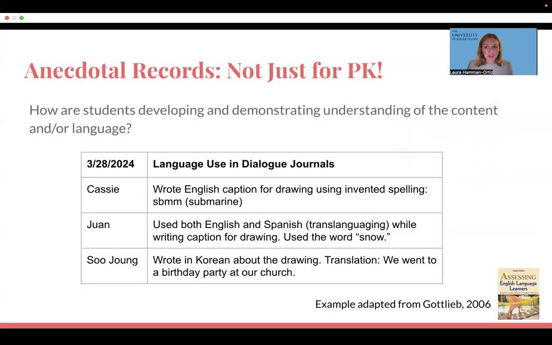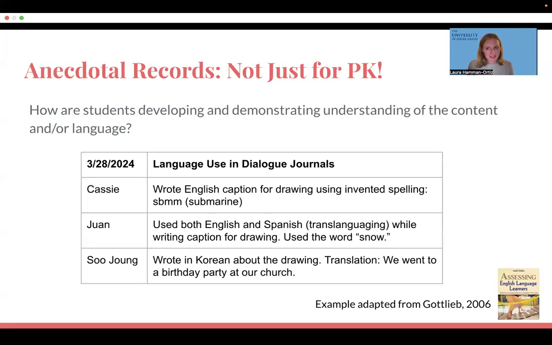And I do encourage all teachers to think about anecdotal records as something that can be a part of your practice if it isn't already. Preschool teachers, early childhood educators are often very well versed in anecdotal records. It's a big part of supporting students who are learning when they're at that age. But it isn't just something that is for preschool.